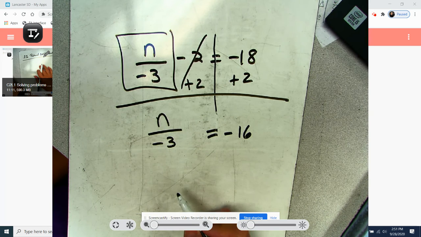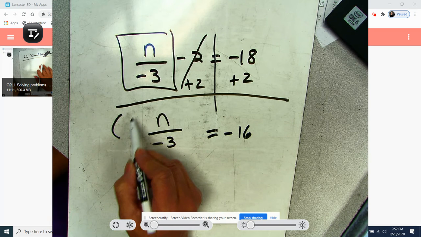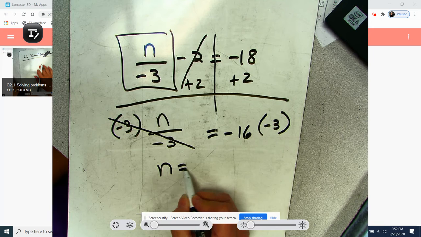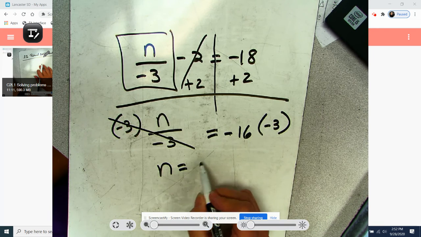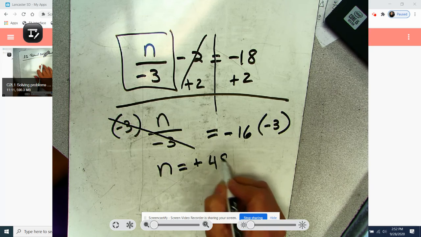This is a division. The opposite of dividing is to multiply. So I'm going to multiply this side by negative 3. I'm going to multiply this side by negative 3. These are going to cancel, and I'm going to be left with n. Negative times a negative is a positive, and 3 times 16 is 48.